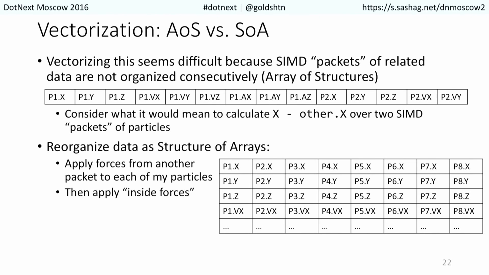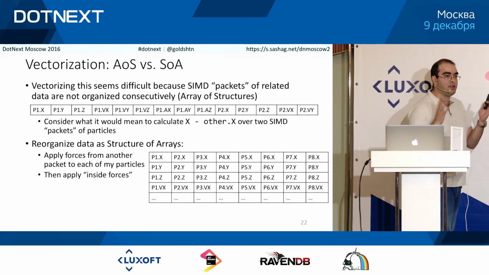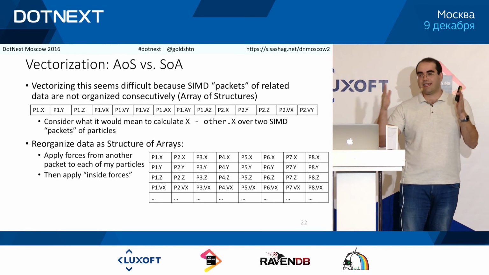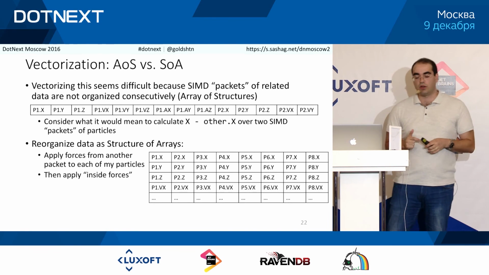Instead, again, we should reorganize this data as a structure of arrays. So you have multiple arrays, an array for each component. You have an array of x's, and an array of y's, and an array of z's, and an array of velocity x's, and so on. So 9 arrays in this case, plus the mass, so 10 arrays. And then you can vectorize operations on x's, on y's, on z's, and so on.